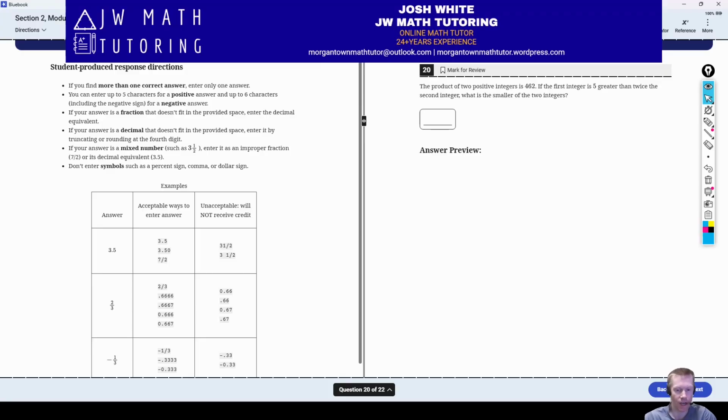All right, next up we have a word problem. So essentially what's going on here is you have two things being multiplied, product of two positive integers. Okay, x times y equals 462. If the first integer, we'll call it x, is 5 greater than, so it's 5 more than something, twice the second integer, what is the smaller of the two integers?